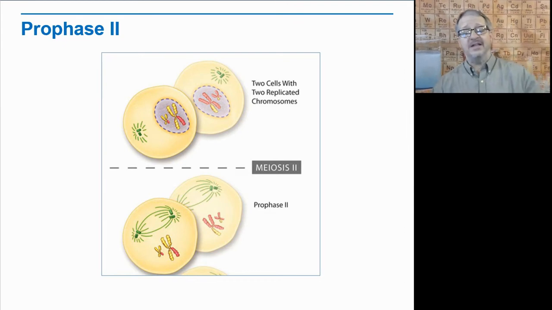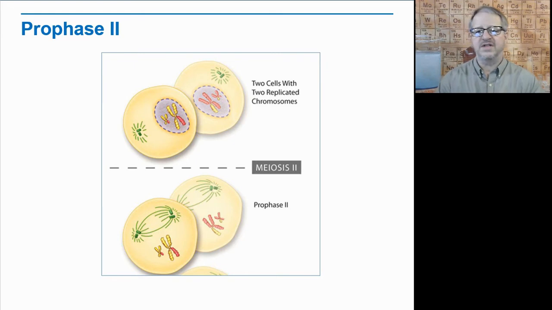All right, now we get into meiosis II. And so all of the stages of meiosis II are going to have that 2 designation at the end. So prophase 2, metaphase 2, anaphase 2, telophase 2. Cytokinesis doesn't have the designation of 2. It's just cytokinesis. It's always the same.